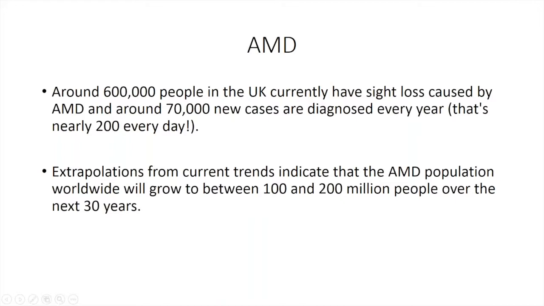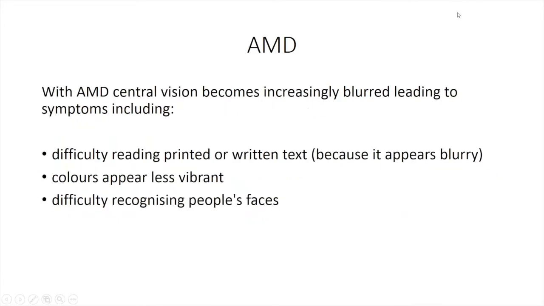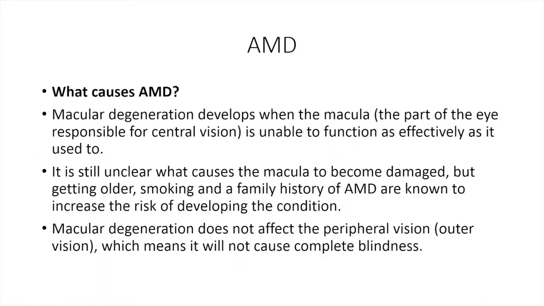So the importance of this information is not going to go away. It's going to be hugely relevant for the rest of my lifetime. And with age-related macular degeneration, the central vision becomes increasingly blurred, leading to symptoms such as difficulty reading printed or written text, colours appearing less vibrant, and difficulty in recognizing people's faces, rather obviously, and that has a direct impact on the ability to function and quality of life.